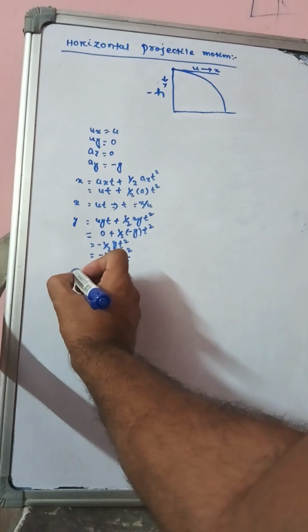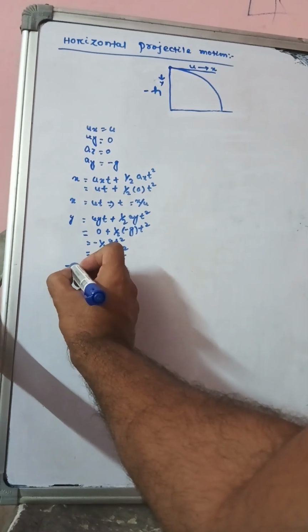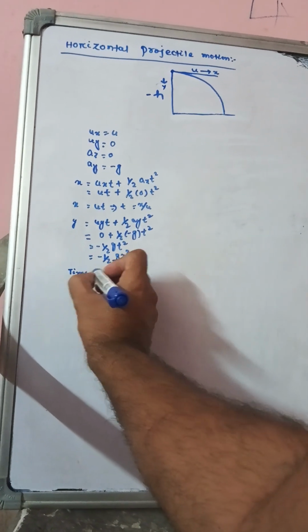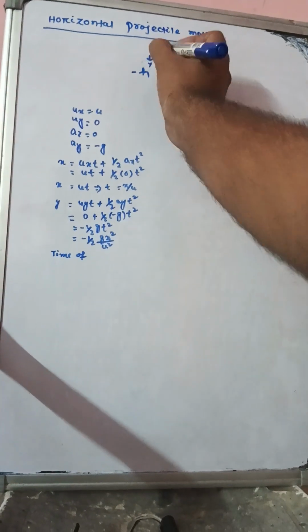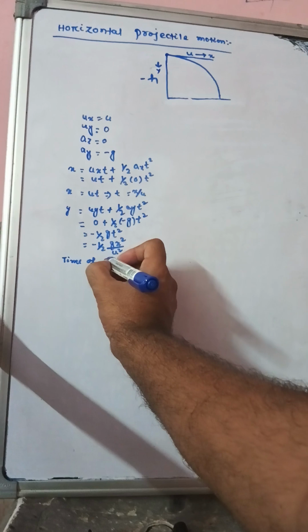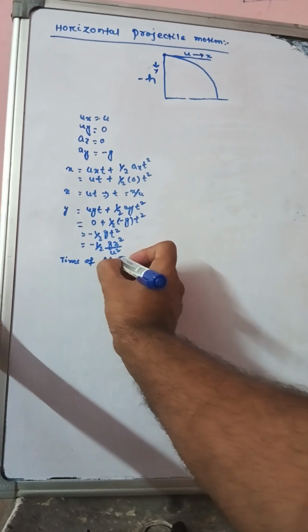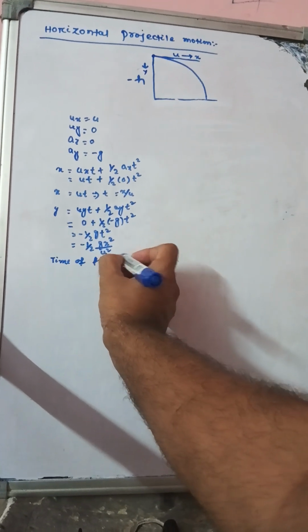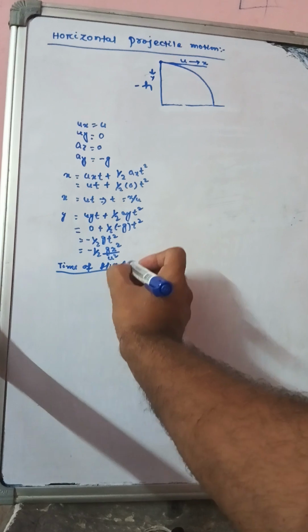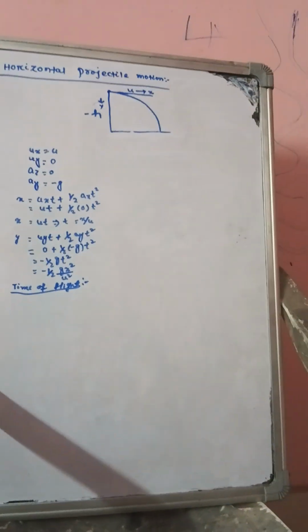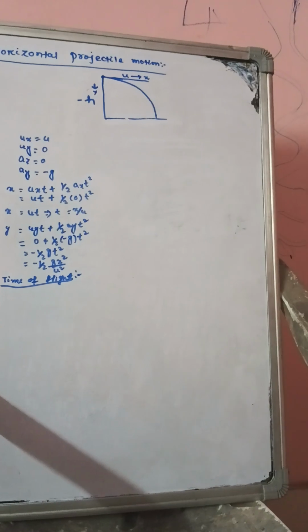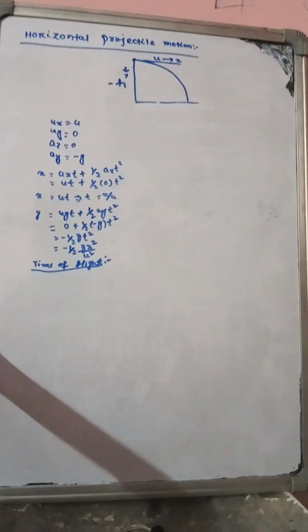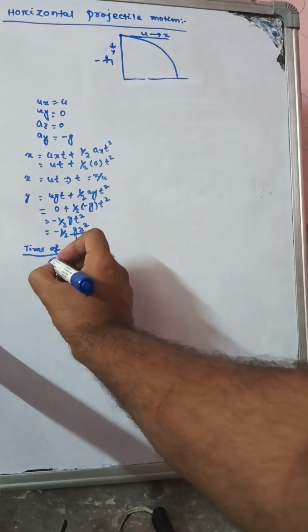Then time of flight. Time of flight means the time the projectile spends in the air. The time the projectile spends in the air is called the time of flight.